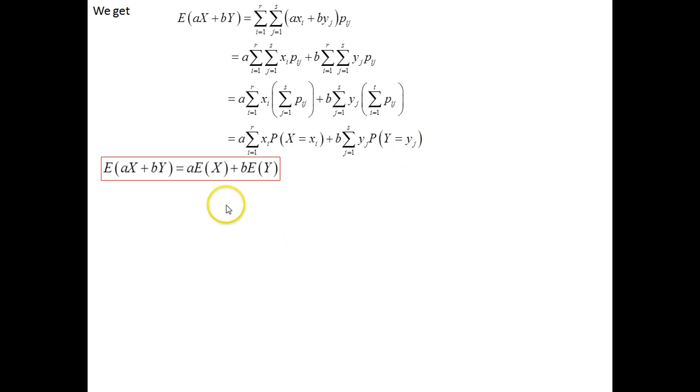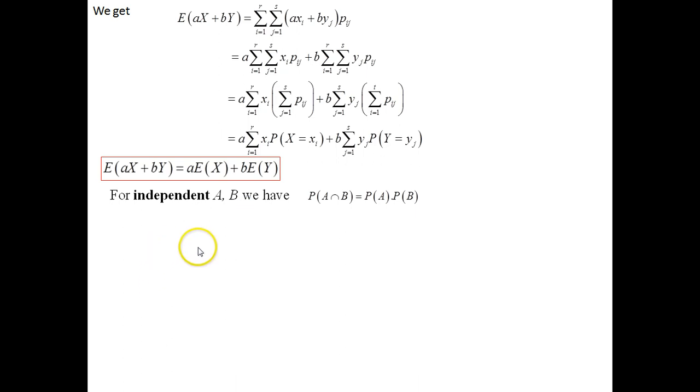So we've got now that the expected value of a times x plus b times y, expected value of all that, is a times the expected value of x, which is that bit, plus b times the expected value of y, which is that bit. So that's the formula you need to remember.